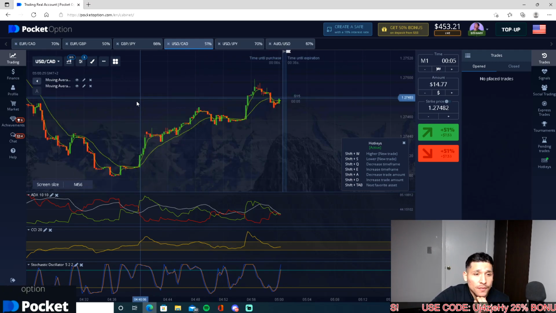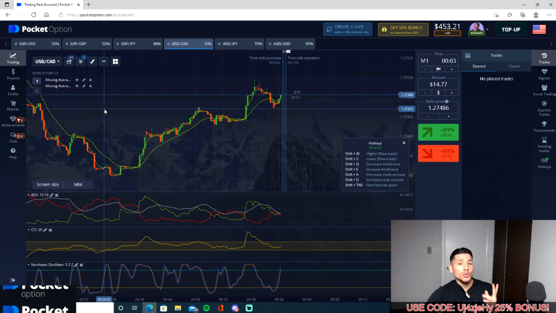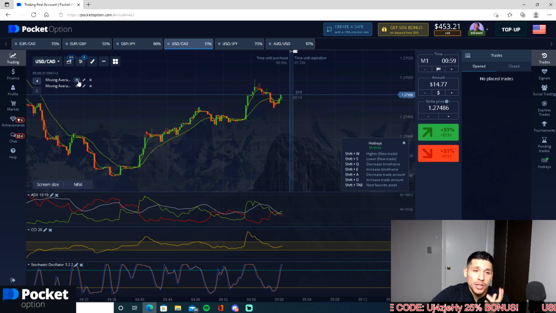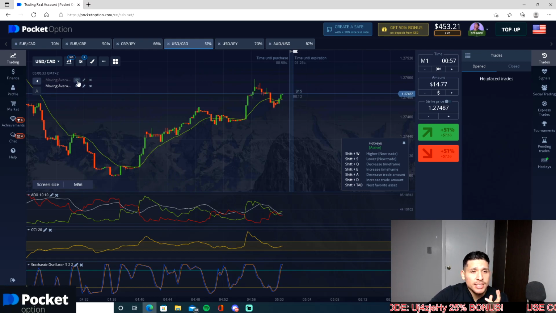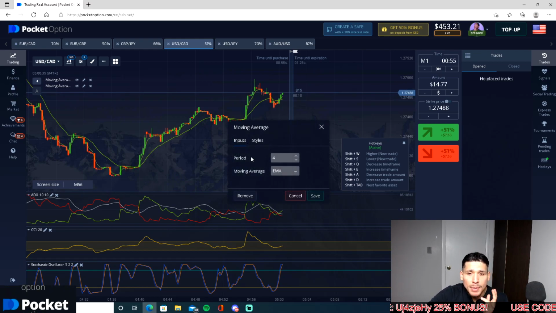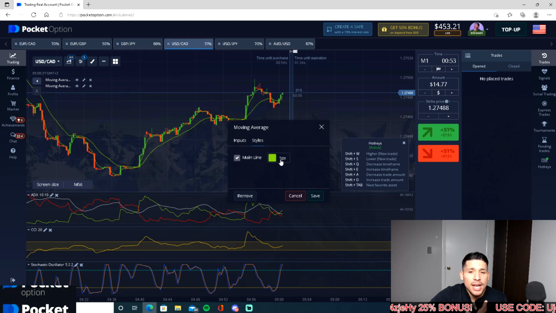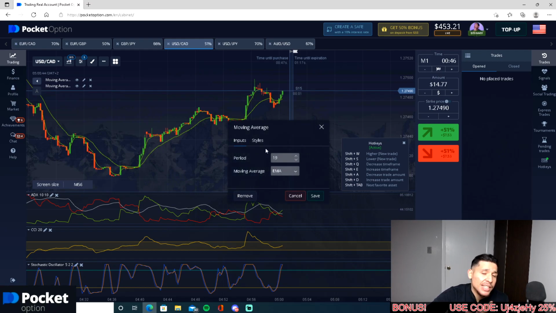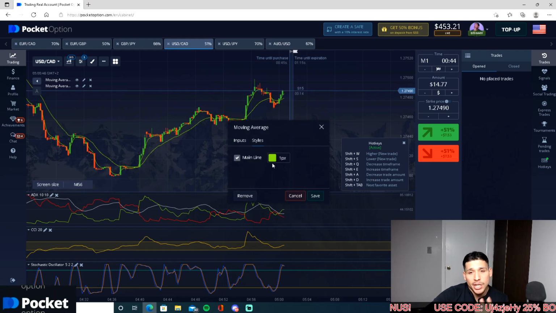So guys, the first 2 things you want to use are the indicators. The moving averages are the 2 you want to use. The first one, as you guys can see, is going to be a period 4 EMA. Styles, you can leave it as it is, 1px green. The second one, you can use the 19 EMA, also 1px green.